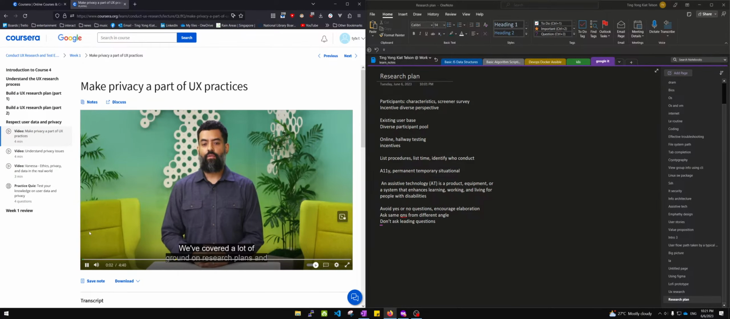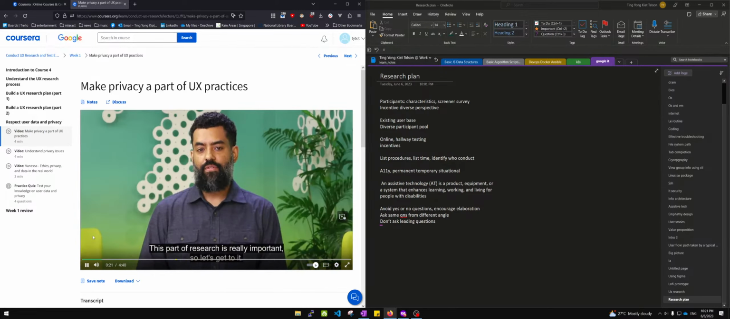We've covered a lot of ground on research plans and walked through each of the 7 elements. In this video, we'll switch gears and discuss how to respect user privacy and data. We'll get into why privacy is important and the type of data you need to protect. We'll also think about what you can do as a designer to ensure user privacy. This part of research is really important, so let's get to it.